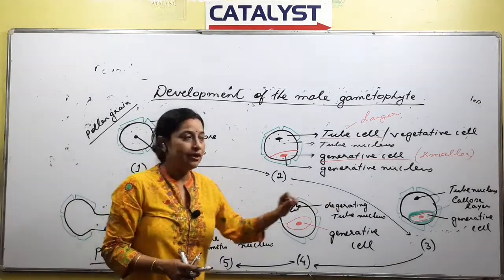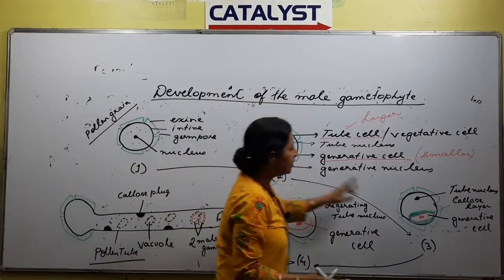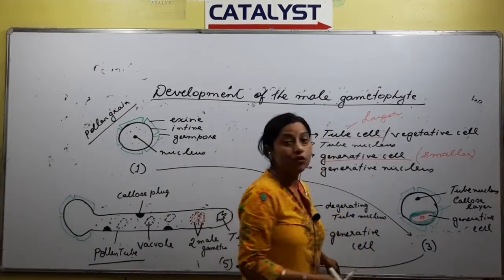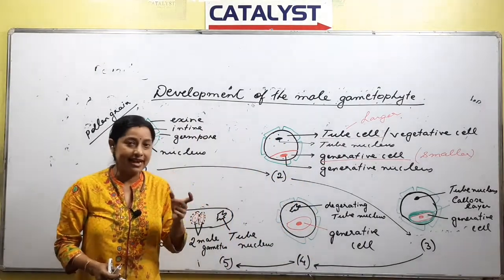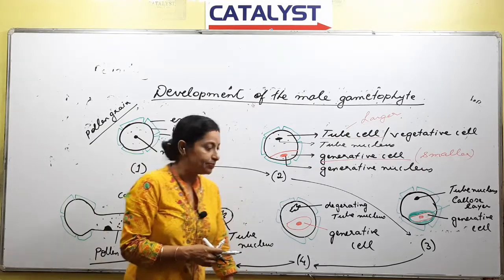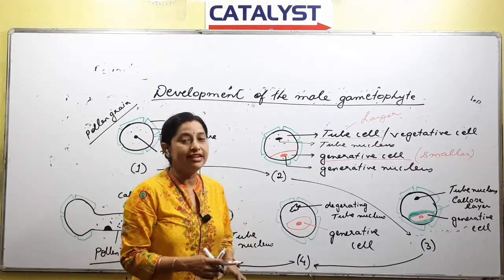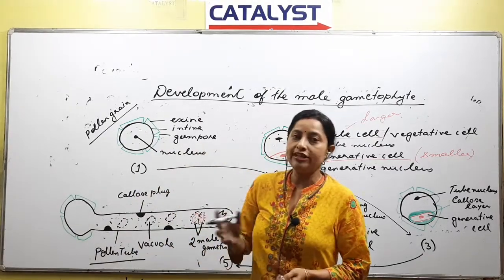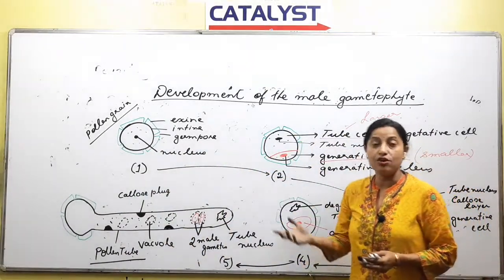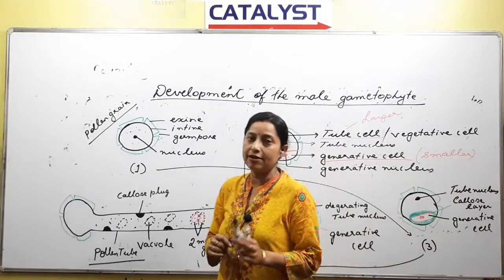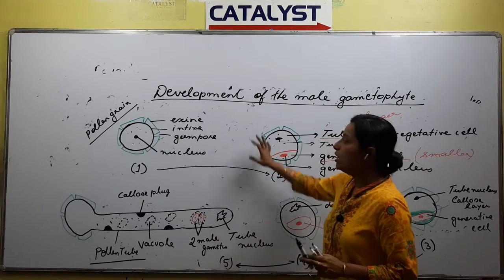As far as stages 1, 2, 3 and 4 are concerned, these four stages have been placed under the first category, that is pre-pollination development, and stage number 5 has been put under post-pollination development. So before pollination we see some changes in the microspore, and after pollination we see further change. So what happens at the pre-pollination stage? We have the microspore, right?